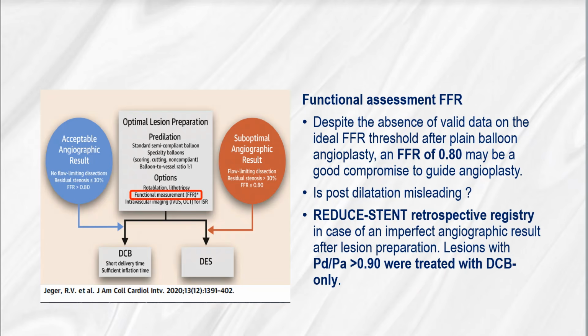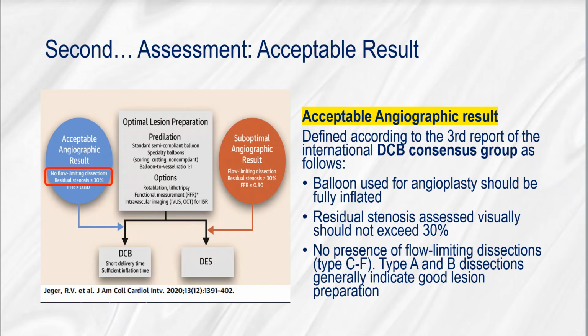Regarding functional assessment with FFR, despite absent ideal threshold after angioplasty, FFR of 0.8 may be a good threshold for guiding angioplasty. If the assessment showed an acceptable result, according to the DCB consensus group, after full 1:1 balloon dilatation of the lesions, it is defined as residual stenosis not exceeding 30%, flow limitation up to grade 3, either due to thrombus or flow-limiting dissection.